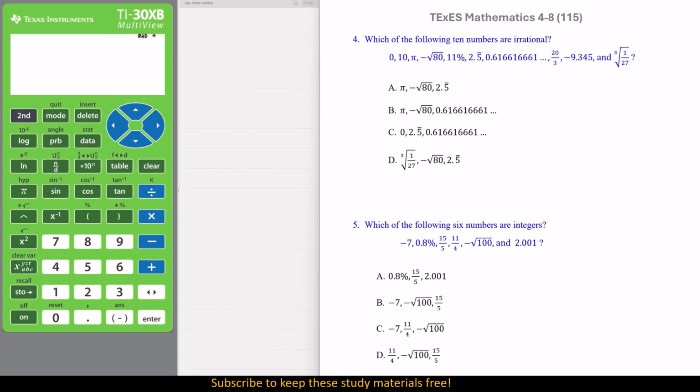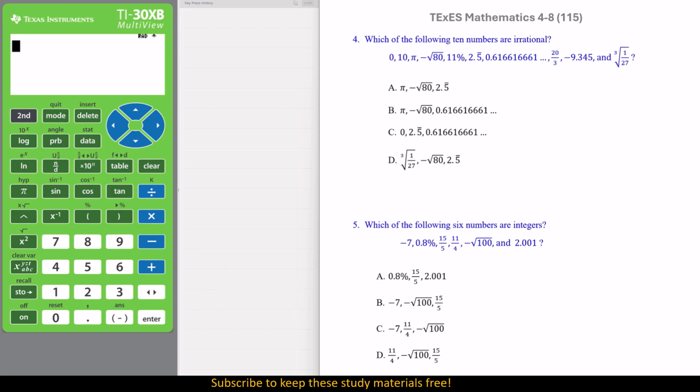Number 4, which of the following numbers are irrational? By definition, irrational is something that is not an integer, and when it's a decimal, it cannot stop, meaning terminate, and it cannot repeat. So what this leaves us is any decimal that goes on forever in a pattern that is not consistent in any way. All right, so let's see what we can eliminate.